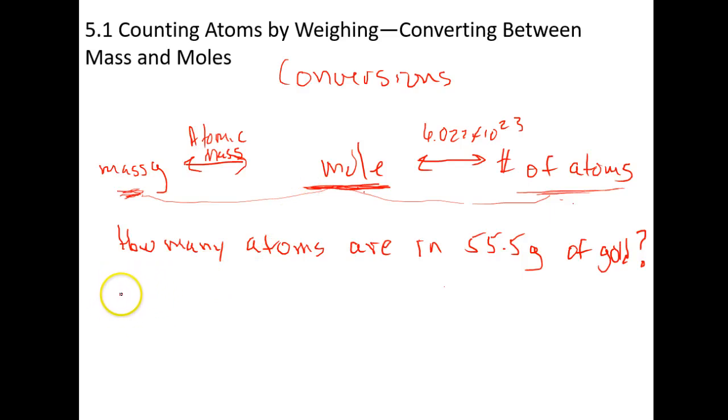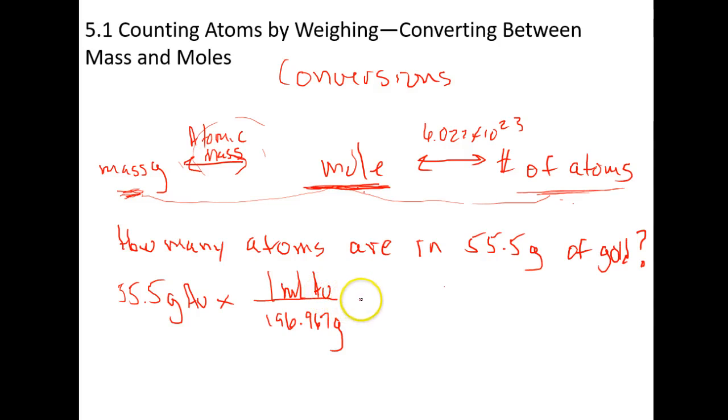Okay, first of all, write what your given quantity is. Our given quantity is 55.5 grams of gold. Well, I have to convert that to moles. How do I do that? The atomic mass. That's my conversion. So what has to go on the bottom? Moles or grams? Well, your grams has to go on the bottom because your grams is on top here. So gold weighs 196.967 grams to 1 mole of gold. That's Au for gold. Okay, so grams cancels with grams, you're left with a mole of gold.